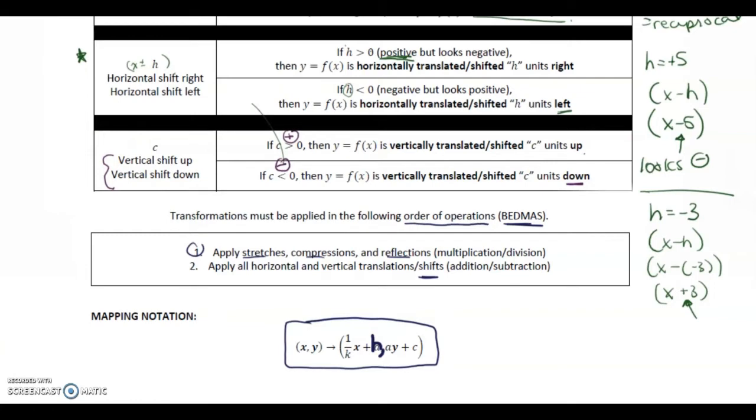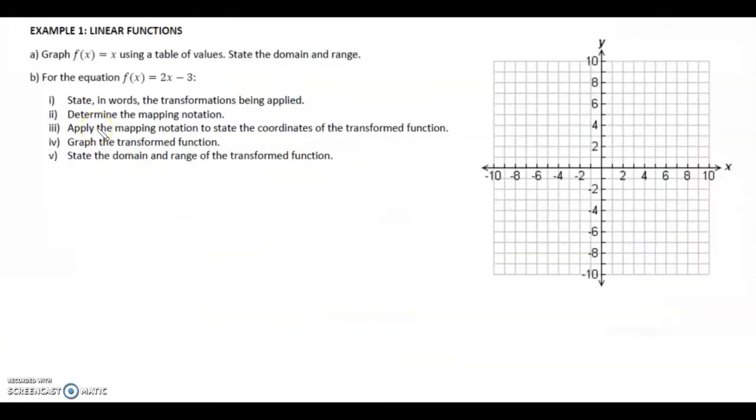Let's change that. So example 1, I'm going to do an example of a linear function. Usually in grade 9, we learn linear functions as y equals mx plus b, and we plot the y-intercept, and then we apply the slope. I'm going to show you what the equation of a line is when it pertains to applying mapping notation. Okay, so graph f(x) equals x using a table of values.